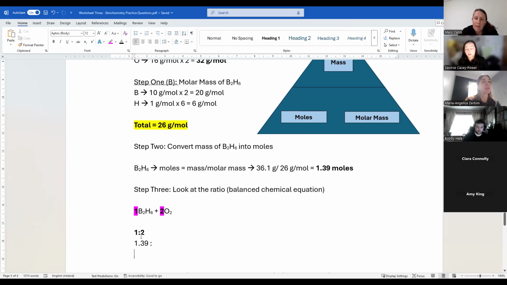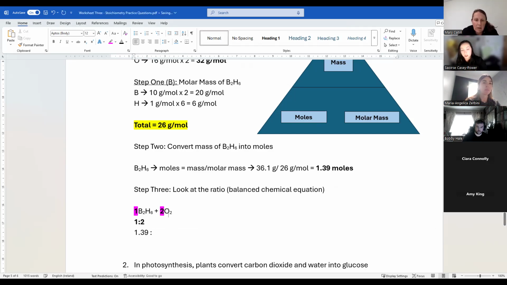What I do here is that my theoretical ratio, or what I should have, is 1:2. This reaction was done in a lab, and they actually used 1.39 moles. So what I have to do is multiply that by 2. This would have been simple if we had 1 mole, because I would have just used 2 moles of oxygen. But in this case, it's 1.39 moles that were used, so I need to multiply that by 2 to get the correct mole amount. In this case, it's actually 2.78.